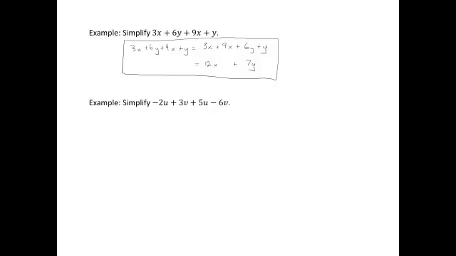Example, simplify negative 2u plus 3v plus 5u minus 6v. For this calculation, we need to be careful with our signs. Remember that if you need to, you can write subtraction as addition of the opposite to help you remember where all the signs go. Negative 2u plus 5u plus 3v minus 6v. The negative sign stays with the 2 and with the 6. Negative 2u plus 5u is 3u. 3v minus 6v is negative 3v. So we end up with a minus 3v.